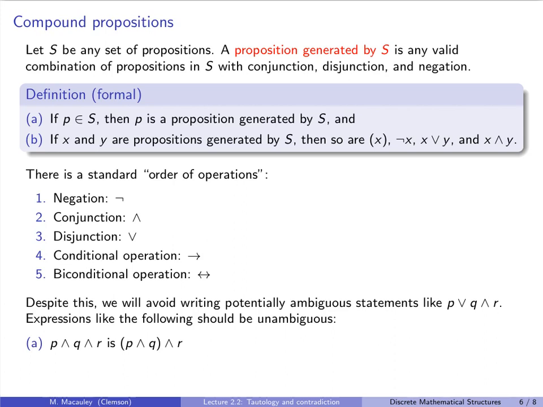That said, expressions like the following should be unambiguous. P and Q and R is P and Q and R. Of course, we could put the parentheses here as well. This is an associative operation. I already showed this one to you. Not P or not R is not P in parentheses or not R in parentheses, so we usually omit the parentheses. And finally, a double negation, not not P. We don't need parentheses. It's clear that that is not, parentheses, not P, which of course is equivalent to just P.